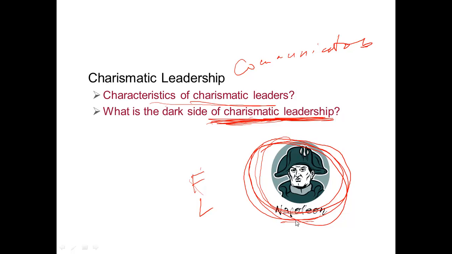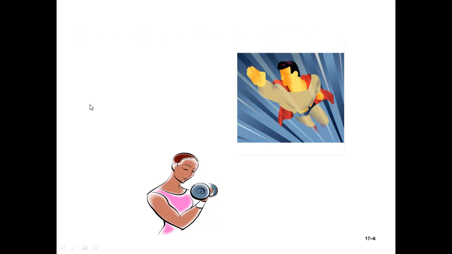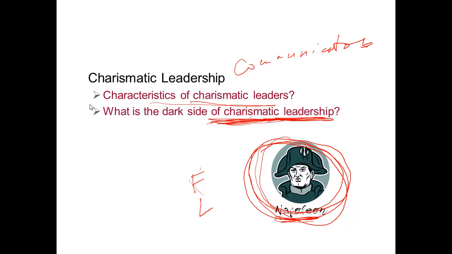Napoleon maybe being a pretty famous charismatic leader. You can think of many other charismatic leaders that had good or not so good results. You might think of maybe Hitler, World War II. He was a pretty charismatic leader. Another negative charismatic leader. And in more recent history, Martin Luther King might be considered a positive charismatic leader.